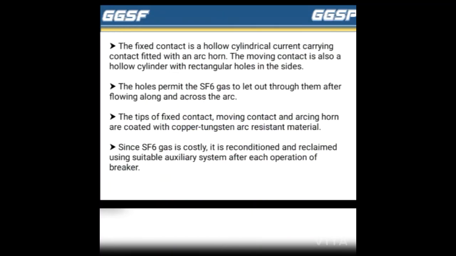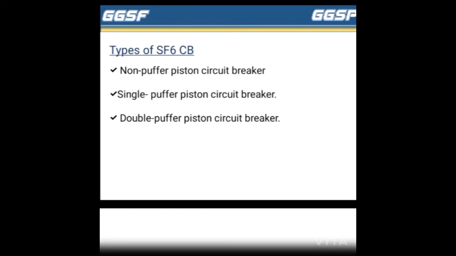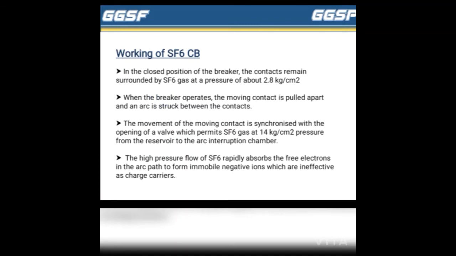The fixed contact is a hollow cylindrical current carrying contact fitted with the arc horn. The moving contact is also a hollow cylinder with rectangular holes in the sides. The holes permit the SF6 gas to flow out after flowing along and across the arc. The tips of the fixed contact, moving contact and arcing horn are coated with copper tungsten arc resistant material. Since SF6 gas is costly, it is reconditioned and reclaimed using a suitable auxiliary system after each operation of the breaker.